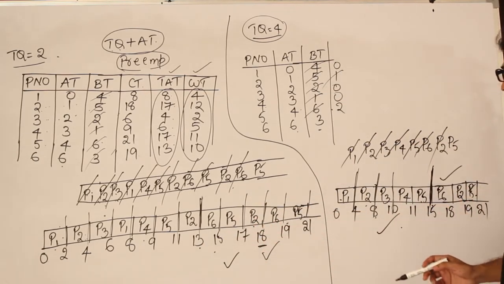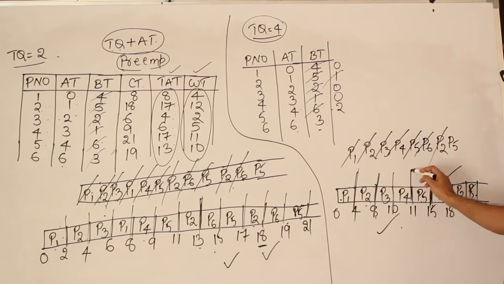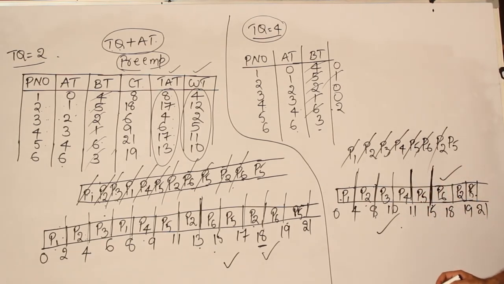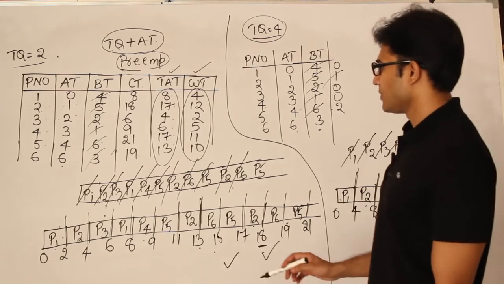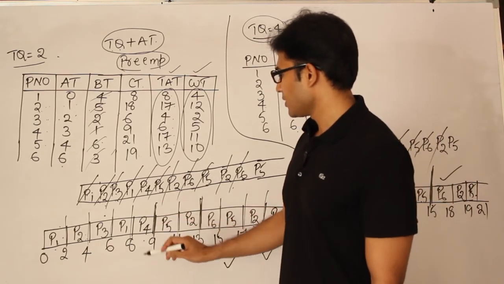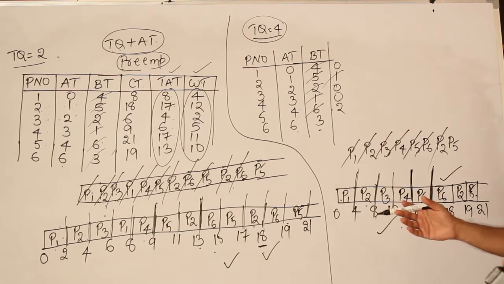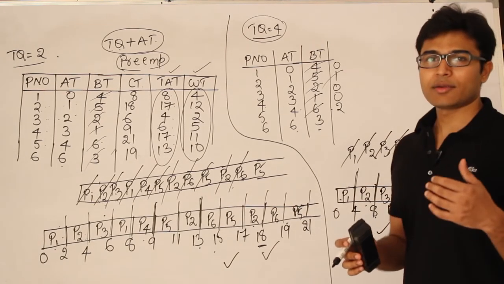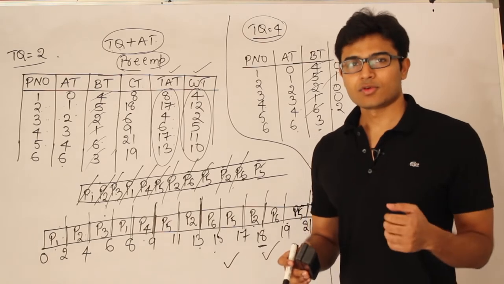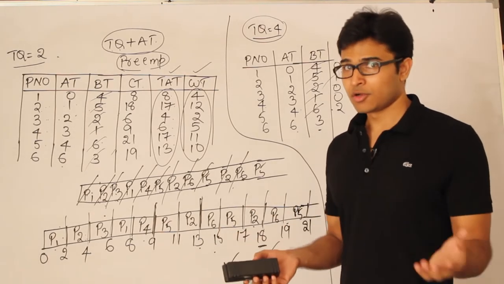And again if you see P5, here first time P5 is able to execute at 11, and here P5 is able to execute at 9, right? That is the difference. Therefore if the time quantum is large, a process might have to wait for a long time to get its chance, right? So it should not be too large and it should not be too small.